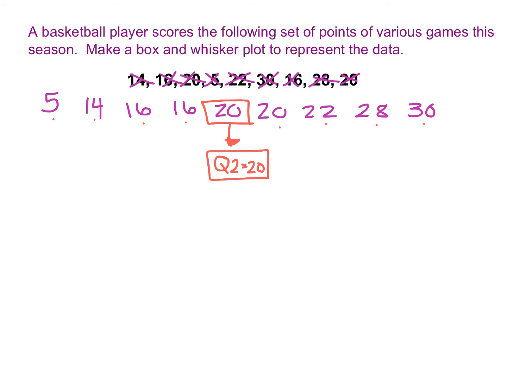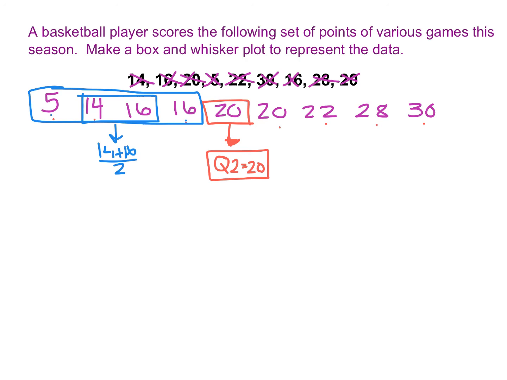Then from here, I'm going to focus on Q1 and Q3. So Q1 is going to focus on the lower half of this data. Notice that I'm not including the median here. If we have one single median, then we just focus on the data to the outside of it on each side. So here we're going to find the median of the bottom half of the data, which we can see is the average of 14 and 16. Well, 14 plus 16 is 30. 30 divided by 2 gives us a Q1 equal to 15.